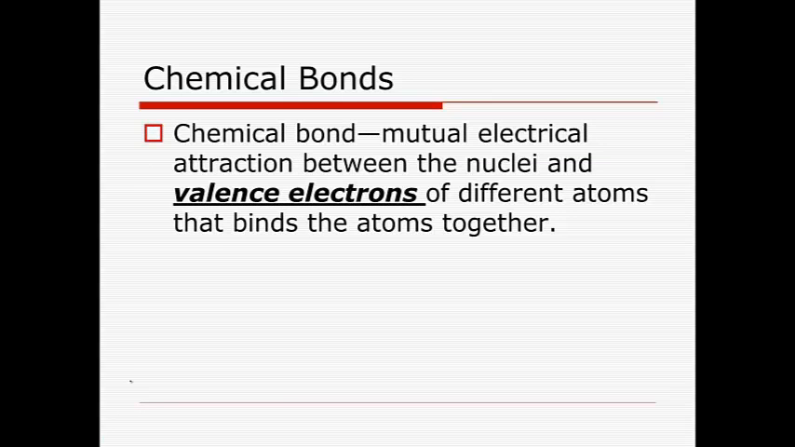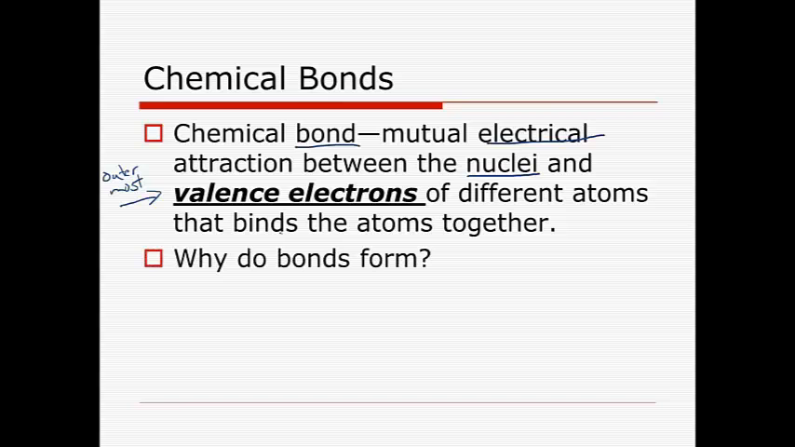Chemical bonds are mutual electrical attractions between the nucleus and the valence electrons. The valence electrons, remember, are the outermost electrons, the ones in the highest energy level. So the reason why we learned about electron arrangements is that these are basically going to determine how chemical bonds are formed. So, why do bonds form?